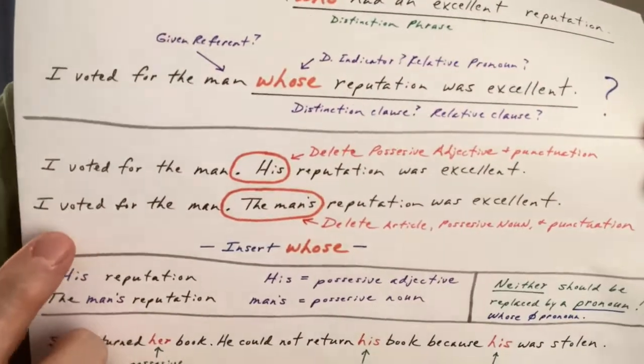What you're really saying is, just like with your distinction clauses and your other indicators that I already taught, you actually originally have two genuine clauses. You would call them independent clauses, and you want to blend them together in one sentence. So what you're really saying is, I voted for the man, period. His reputation was excellent, period. Or you could say, I voted for the man, period. The man's reputation was excellent. Here are those two sentences that I just read.